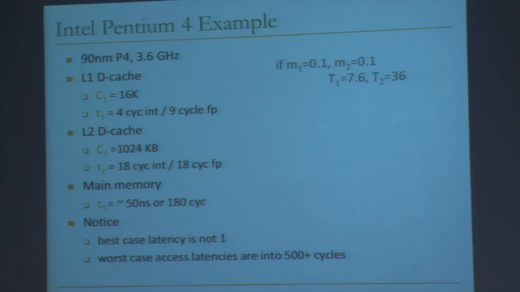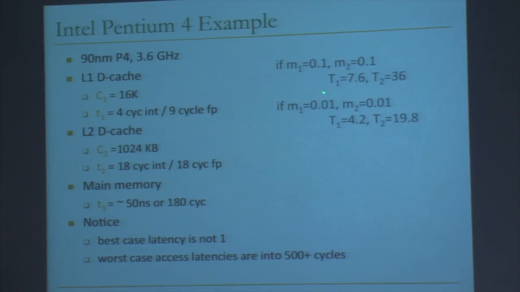So let's do the hierarchical analysis of this. Let's assume that the miss rate at the L1 level is 10%, 0.1, and miss rate at the L2 level for the references that go into the L2 is 10%. Basically you get 90% hit rate over here and 90% hit rate over here. If you put these into the equations, the T1 access time is actually 7.6 cycles. Basically, it's much higher than 4 cycles, right?